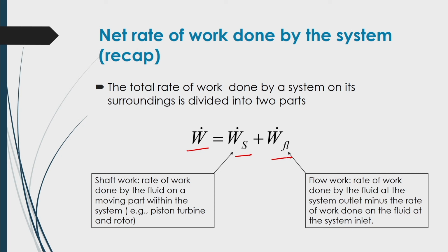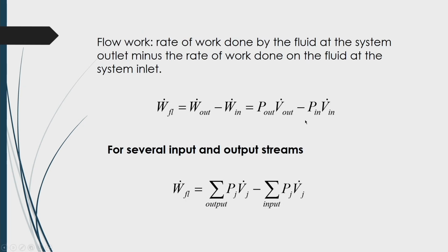What is the shaft work? This is basically the rate of work done by the fluid on a moving part within the system, like a piston, turbine or rotor. Whereas flow work is basically the rate of work done by the fluid at the system outlet minus the rate of work done on the fluid at the system inlet. So this will be called flow work.